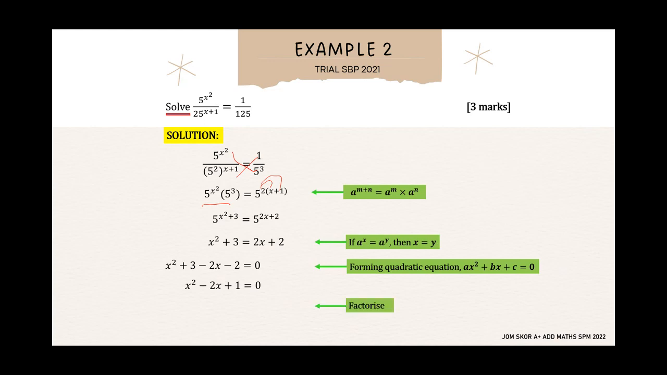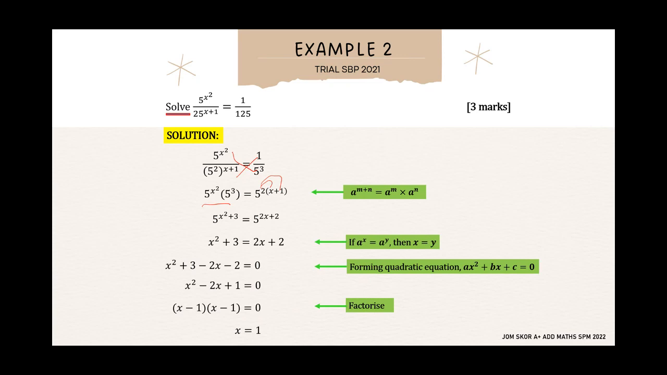Okay. Kita factorize, kita akan dapat x minus 1 is equal to 0. Okay. Yang ini wajib tunjuk. You wajib tunjuk you guna kaedah apa. Okay. And then kita akan dapat nilai x. x is equal to 1.